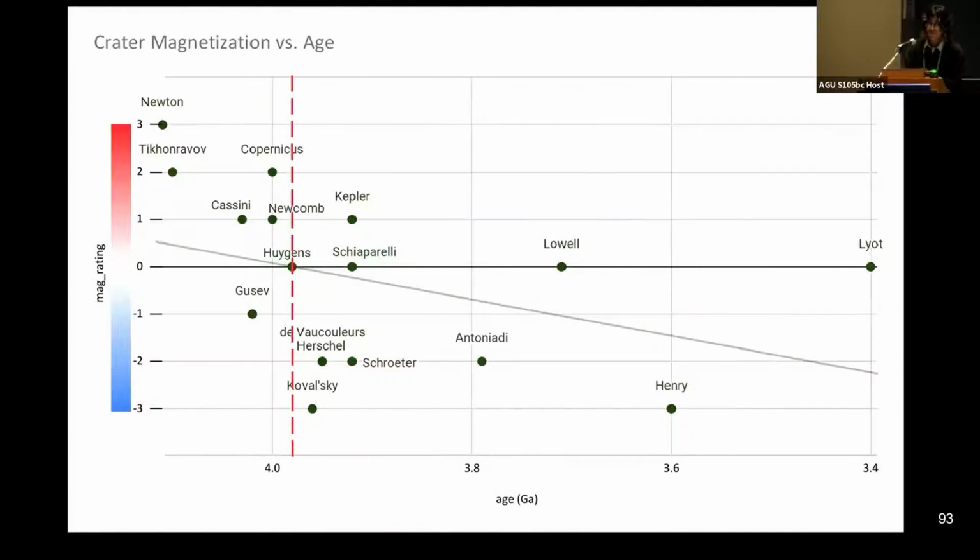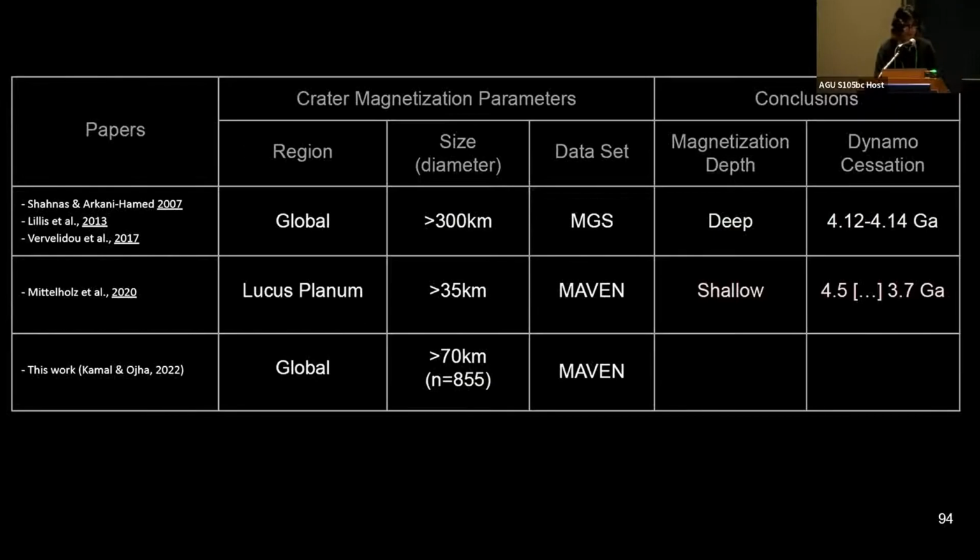And if we plot this going from oldest to newest, again, magnetization rating, we get an estimate for when the dynamo died, because before we have strongly magnetized craters, afterwards we have strongly demagnetized craters. And going back to that plot, we see the dynamo cessation estimate is fairly around 3.9 giga-annum, but as late as 3.6 for Henry crater.